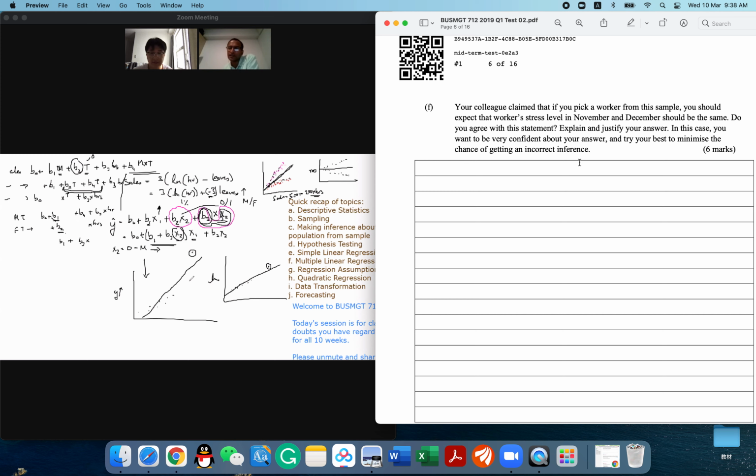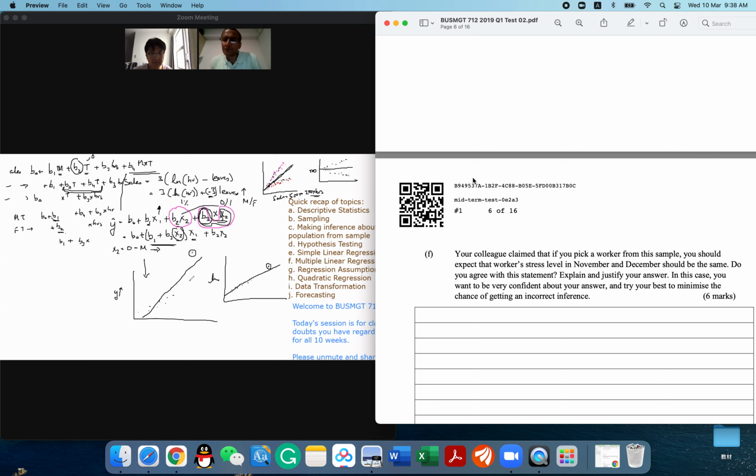Does it make sense? Yeah. So those are two things you can think about when you try to apply log to any of the variables.